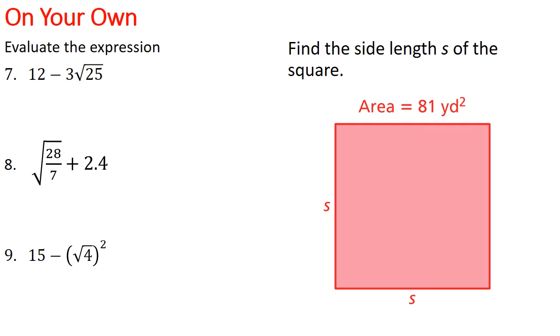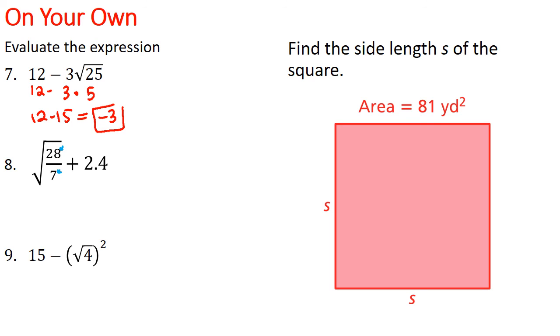As we look at this, we see that we have 12 minus 3 times the square root of 25. We need to evaluate our radical sign first, so we end up with 12 minus 3 times 5, because the square root of 25 is 5. 3 times 5 is going to give me 15, so I get 12 minus 15, which is going to give me -3.